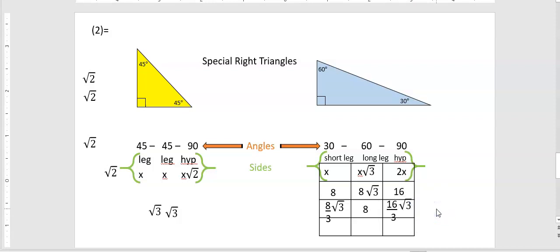So those are the harder ones. It's just that you have an extra step. So when they give you a whole number answer for your long leg, you have to divide it by square root of 3 to get your short leg.